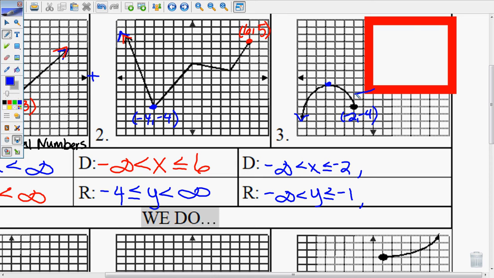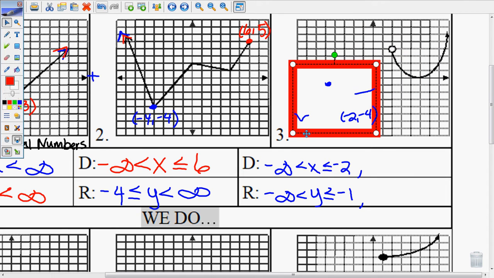So I'm going to take this, cover it, and look at the other part. On the other one, the range goes bottom to top. My lowest point this time is 0, and it has an arrow that goes on forever. So it's positive. So we have from 0 to positive infinity.